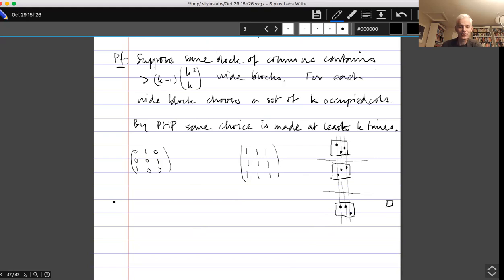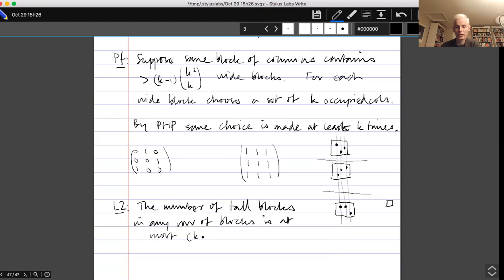And needless to say, by exactly the same argument, or by just flipping things and applying symmetry, we also get that the number of all blocks in any row of blocks is at most (k minus 1) times k squared choose k.